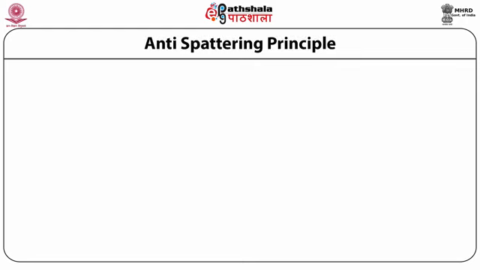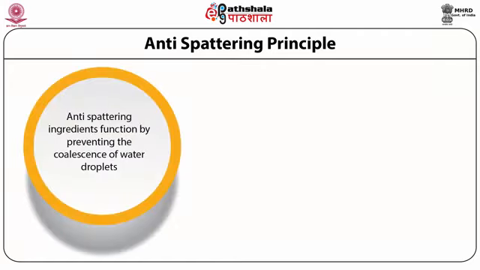Now how do these anti-spattering agents work? The principles, let us discuss. These anti-spattering ingredients function by preventing the coalescence of water droplets. So water droplets are separated. As a result, small spatters may come out, but the large spatters that may cause larger injury and bigger problems are avoided.